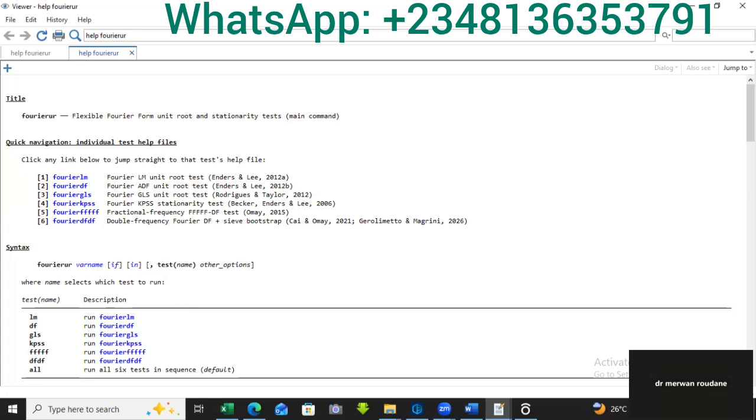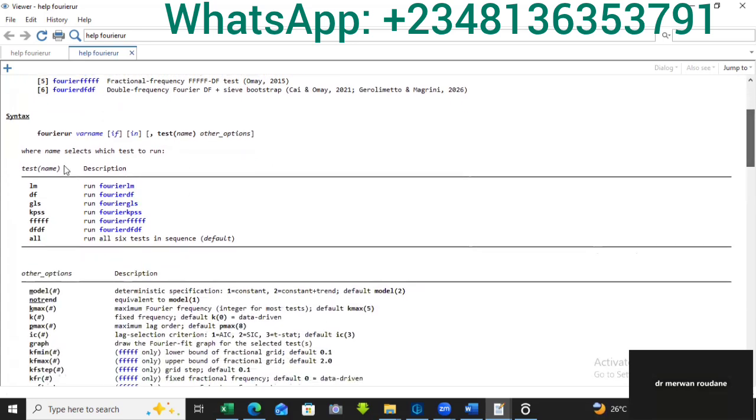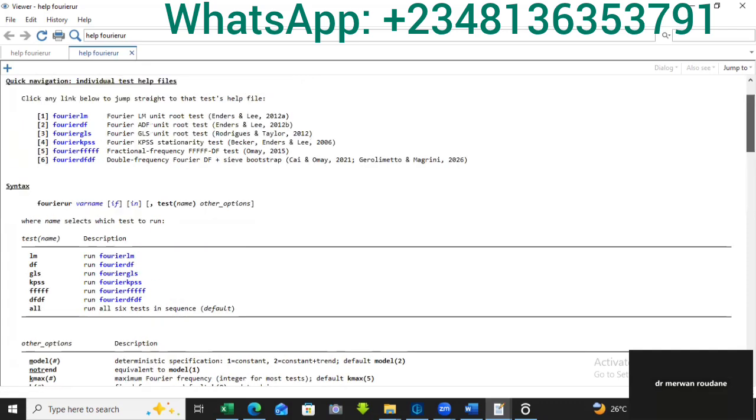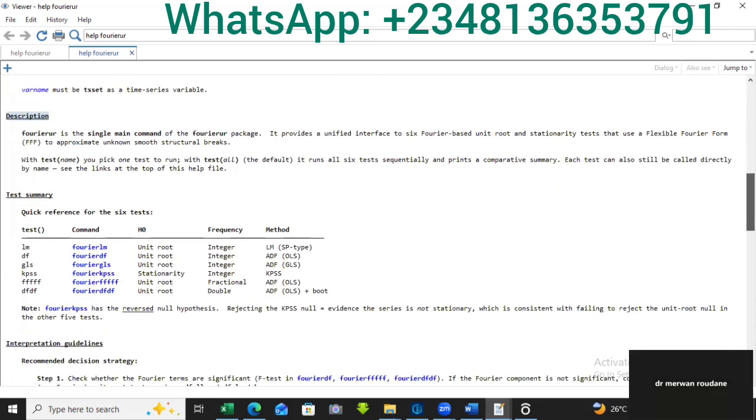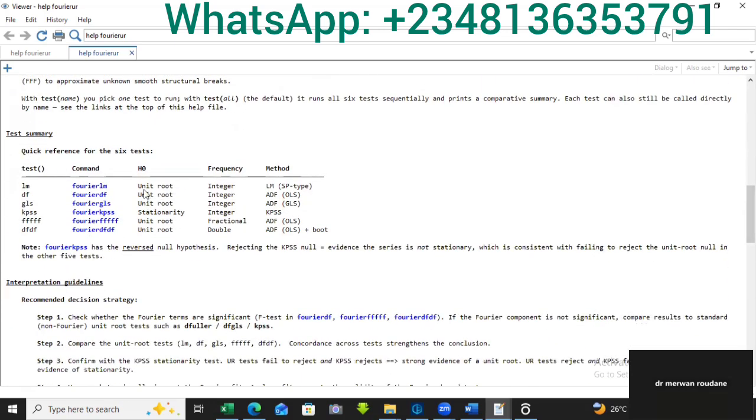You can see how to run this. You can see the description, LM, run Fourier LM. Take your time to read about these tests. You can see here the unit root null hypothesis, except this 4 where the null hypothesis is stationary. We also have this fractional unit root, so it's still unit root, except this KPSS that is stationary.